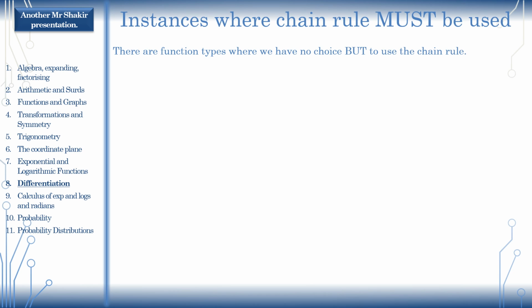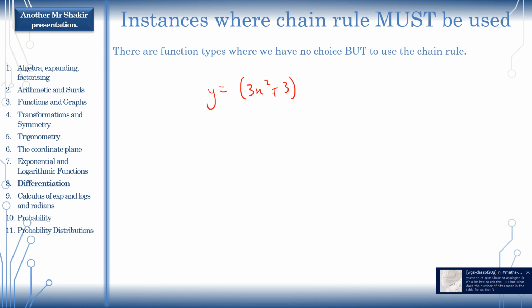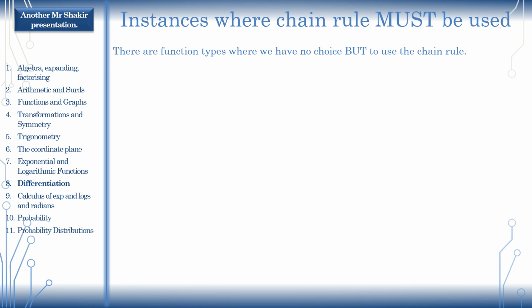You'll have no choice. And the example I gave you last time was, what if you had y is equal to something like, I don't know, (3x squared plus 3) all to the power of 20. What if you had that? Then you have no choice but to use the chain rule. Sorry about that. Okay, so I'm back, and as I was saying, if you have y is equal to (3x plus 5) or something all to the power of 20, you'd have no choice but to use the chain rule, because no way are you going to sit there and expand that.